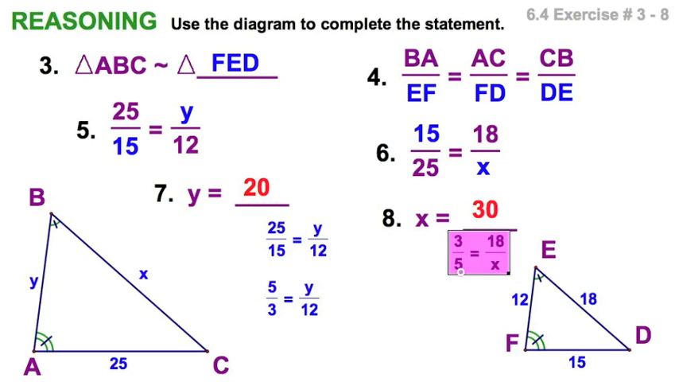Same thing, but a little more illustration here. I've simplified, so I've taken this 15 over 25, simplified it to 3 over 5. I know 3 times 6 is 18. 5 times 6 is 30. So there's your similar fractions at work. They work with proportions.